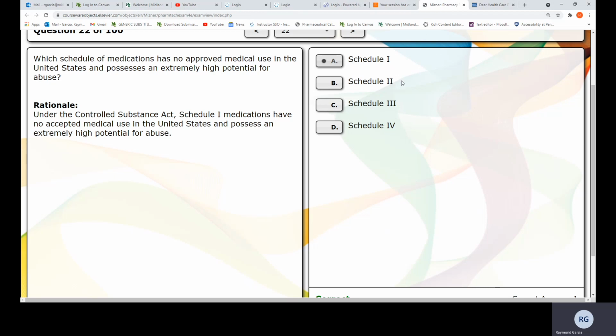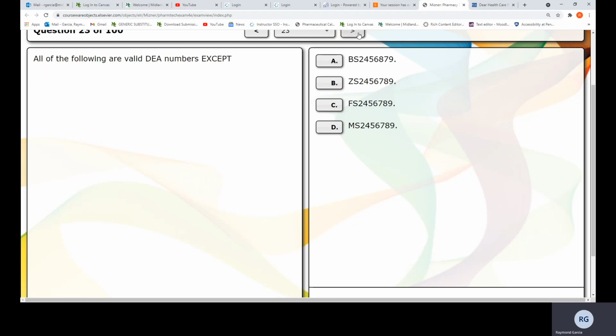Schedule 2 still can create abuse, but it's okay to dispense. Schedule 3 is not so much for abuse, and Schedule 4 again has lower chances for abuse.